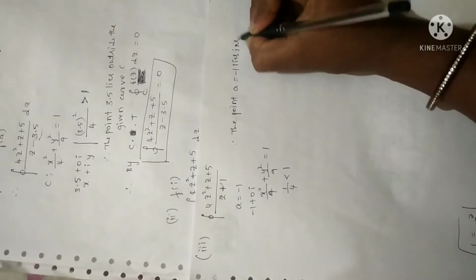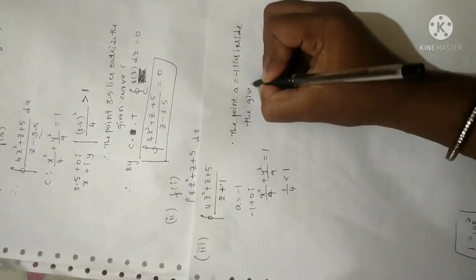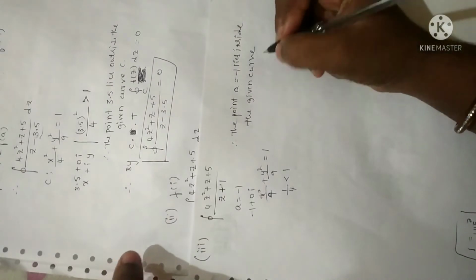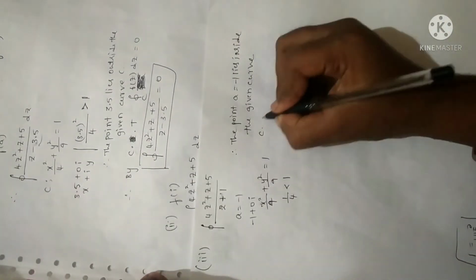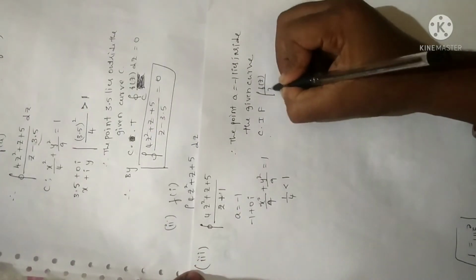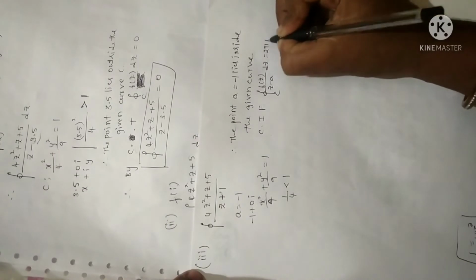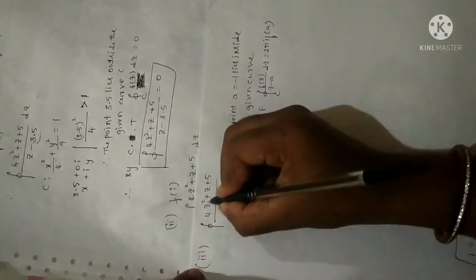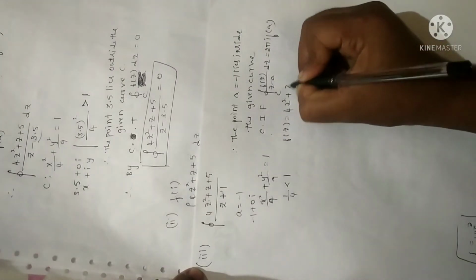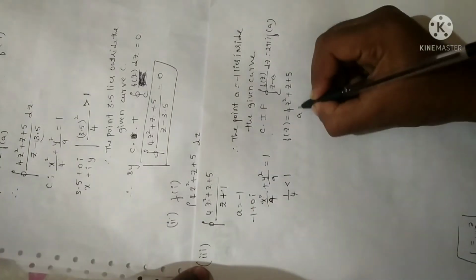lies inside the given curve. So as I already told you, when it lies inside the curve, we have to apply Cauchy's integral formula. So what it says, integral of f of z divided by z minus a dz will be equal to 2 pi i into f of a. Comparing, f of z value is 4z square plus z plus 5, right? And a value is -1.